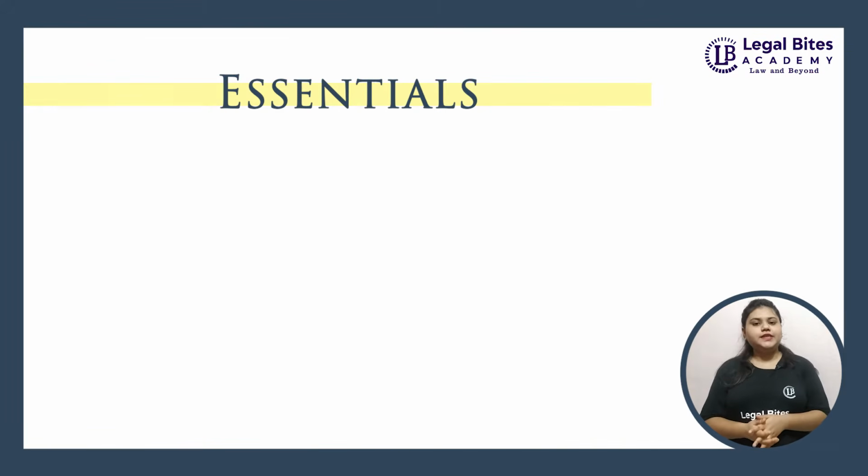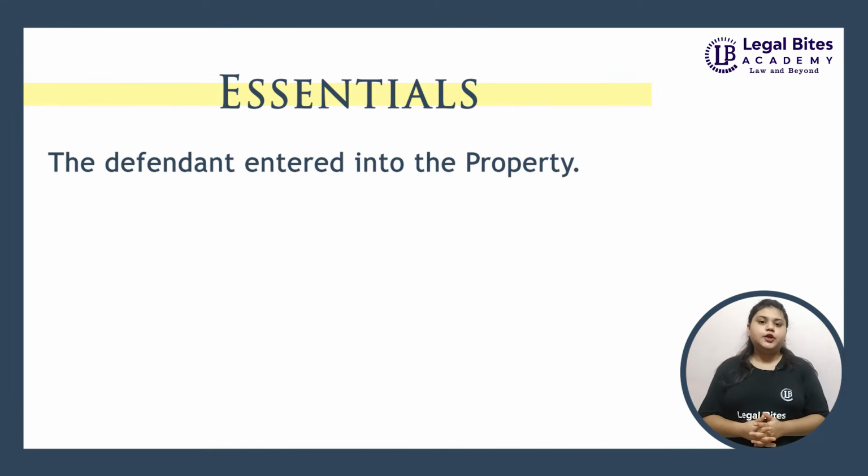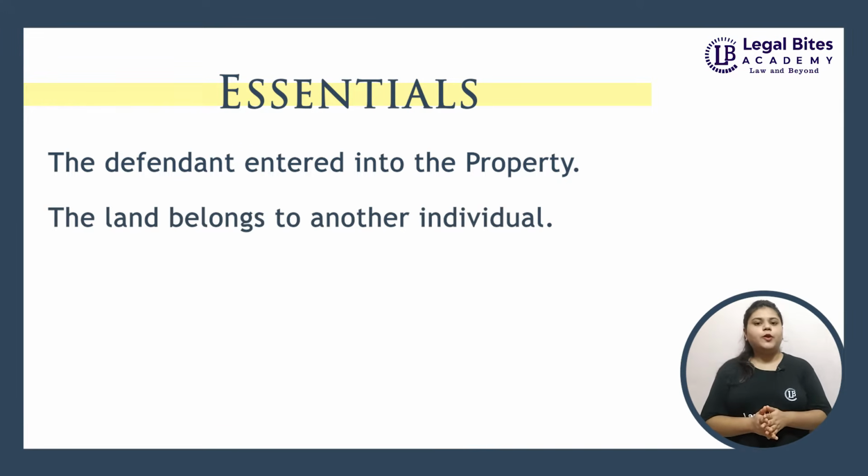Now coming to our next topic, that is how trespass to land takes place. It must be shown that the defendant entered into the property. This can be done negligently or intentionally. In some states, even if the defendant entered into the property by mistake, it is still considered to be trespassing. The land must have belonged to another individual in order for the action to be trespass.